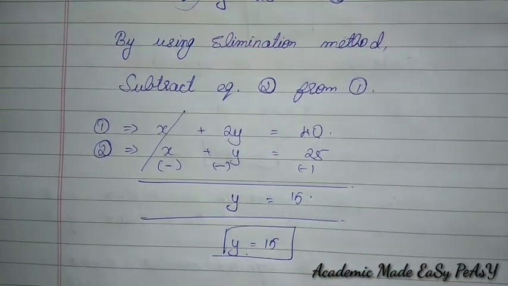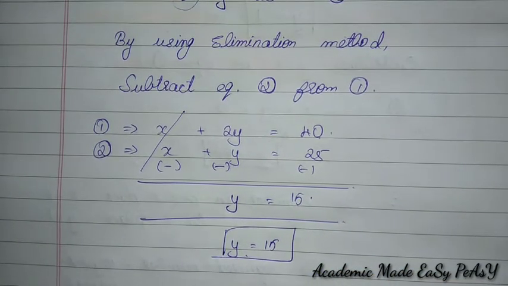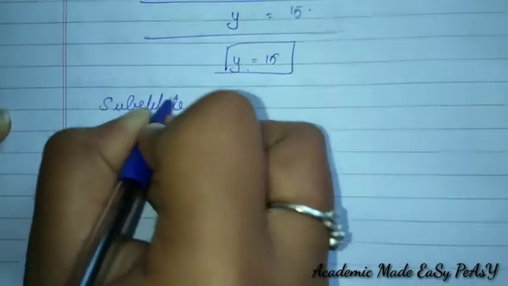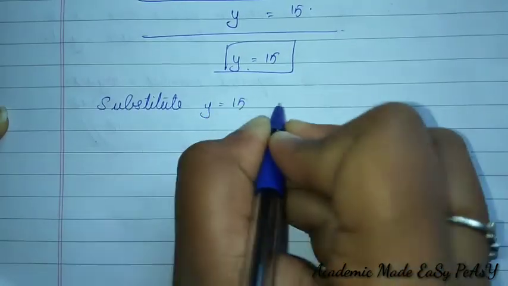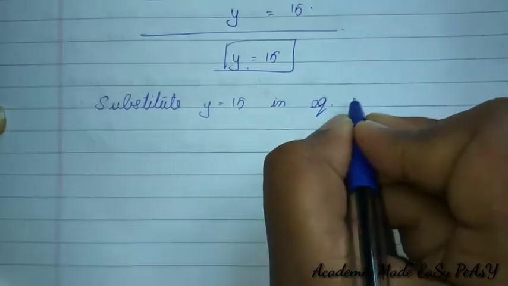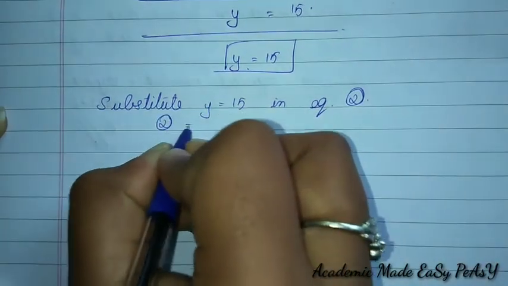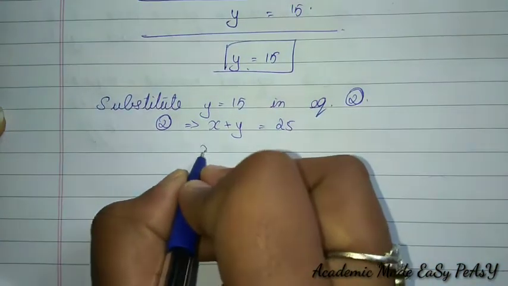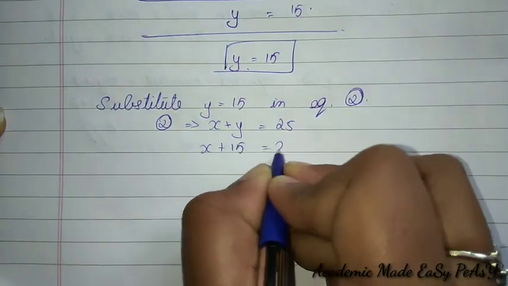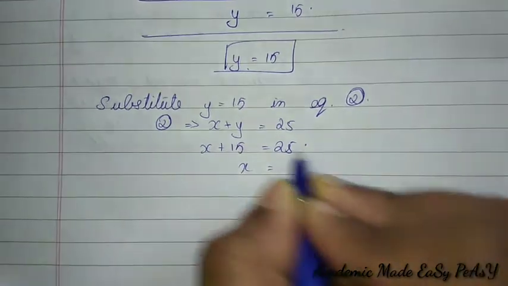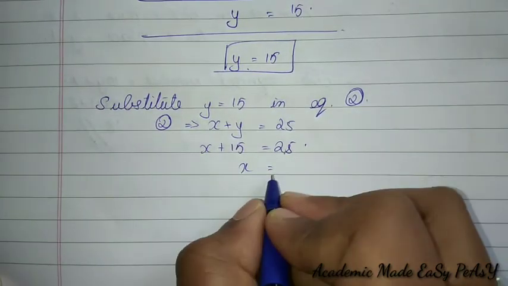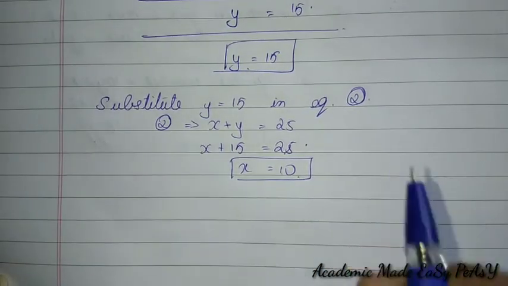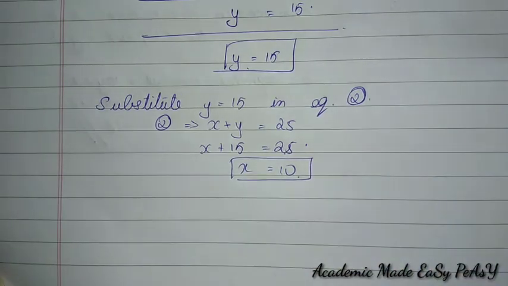So now substitute y in equation 2. Substitute y is equal to 15 in equation 2. So equation 2 implies x plus y is equal to 25. So x we don't know and y is equal to 15. So x is equal to 25 minus 15, it is 10. So what is our x? x is the number of 50 rupees notes, and y is the number of 100 rupees notes.